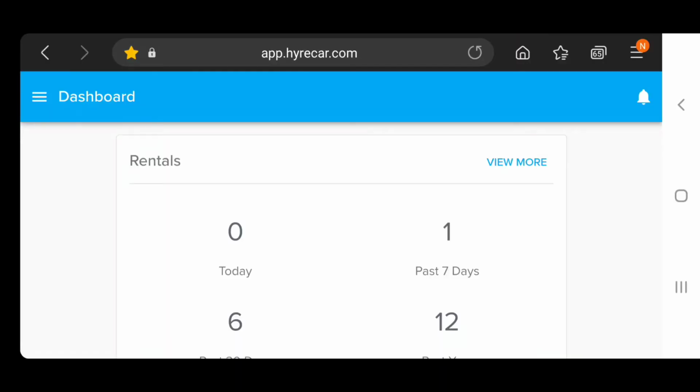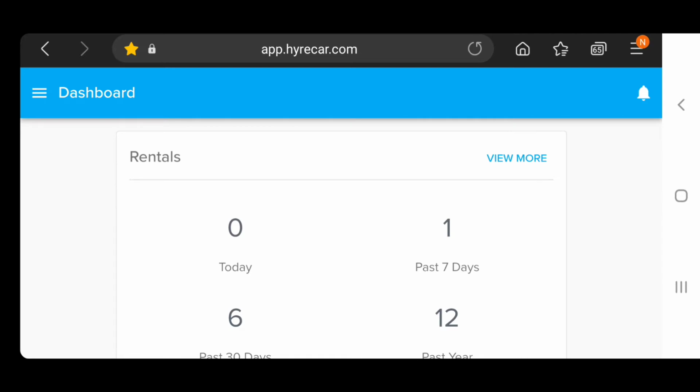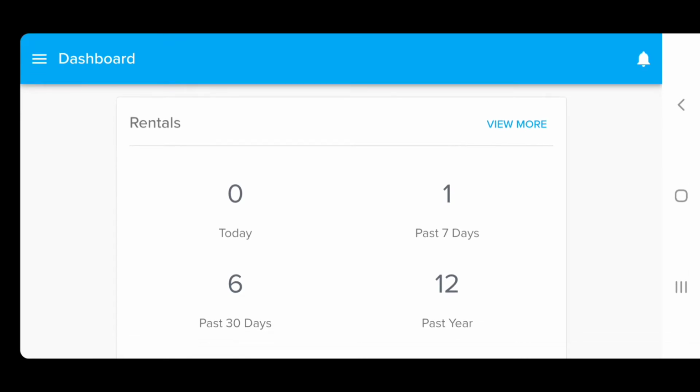Following me through, people, this is my HyreCar dashboard. For all those that know or don't know, if you're a HyreCar owner on the platform and you have a fleet on HyreCar, this is your HyreCar dashboard. As you see below, it shows for rentals 0 today, 1 in the past 7 days, which was my Volkswagen that went through a claim. It got booked the same day it was processed, and is back out again, which is awesome. And in the past 30 days, I've had 6 requests. In the past year, I've had 12.